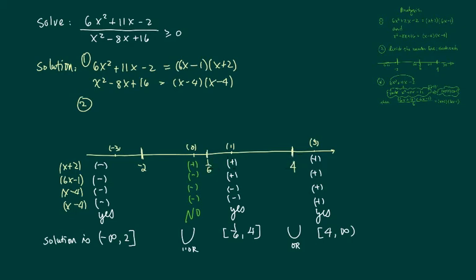Evaluate this one and evaluate this one. The final answer is this chunk is good, this chunk is good, from 1 over 6 to 4, and from 4 onward is also good. I suppose you can combine those two together and make this 1 over 6 to infinity, if that's what you so desire. Well, I hope this helps.